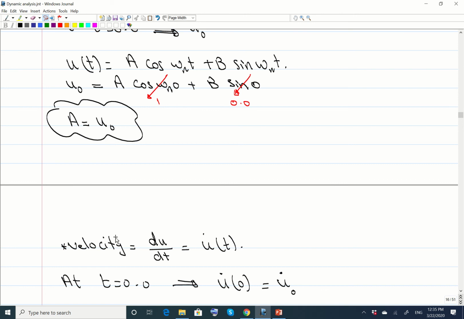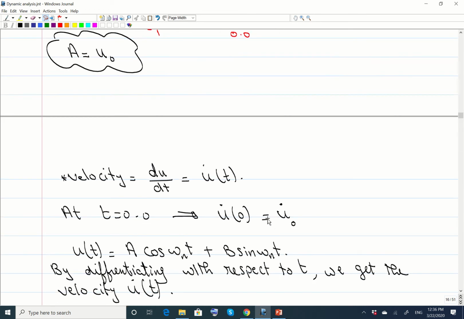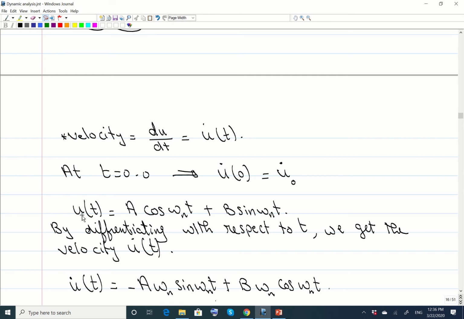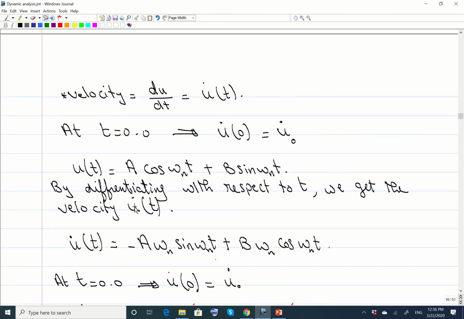On the other hand, du by dt, we're going to write as u dot of t. At t equals 0, the initial velocity u dot of 0 is u dot naught, the initial velocity that the structure can start vibrating with. We found u of t is a cosine omega nt plus b sine omega nt. If this is the displacement, how much is the velocity? The velocity is the derivative of the displacement. So let's differentiate this equation with respect to t to find the velocity, u dot of t.